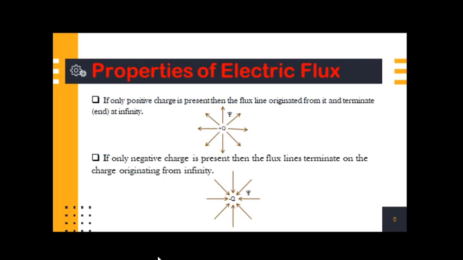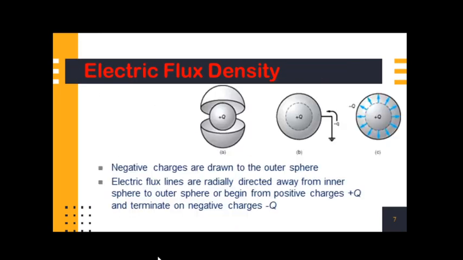Now, continuing with the properties of the electric flux. If only a positive charge is present, the flux lines originate from it and end at infinity. See the figure. If only a negative charge is present, then the flux lines terminate on the charge, originating from infinity. Now, move towards the electric flux density.